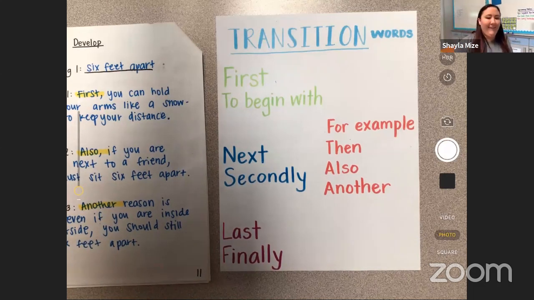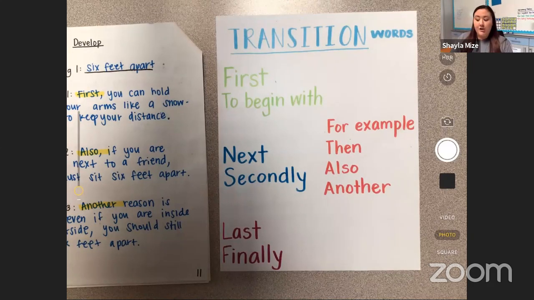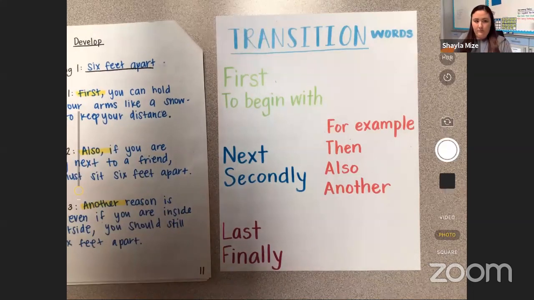So hold that thought. Okay, you should have your packet. You should have your pencil. You should have some sort of coloring device. If not, you're going to underline your transition. Miss Mize, can I use a gel pen to do it? Sure, just for that word though. Okay.